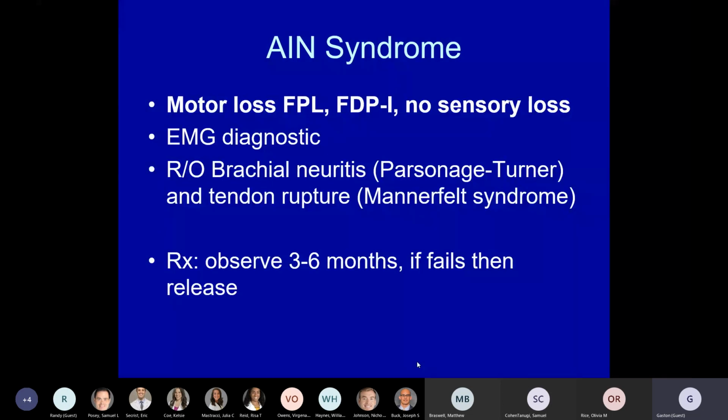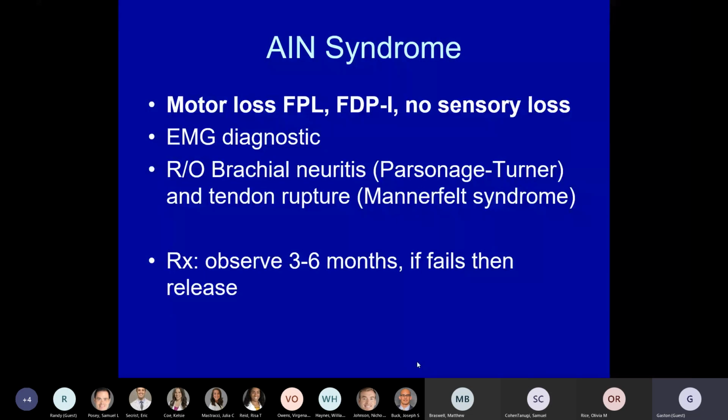In your differential diagnosis would be Parsonage-Turner syndrome, but remember, with those patients you're going to get a history like viral illness, shoulder pain, then weakness. Then you're thinking Parsonage-Turner. Also, the differential would be a tendon rupture. FPL rupture is called Mannerfelt syndrome. It typically accompanies STT arthritis or rheumatoid. Remember, those people, when you do a tenodesis test, you won't have tenodesis because the tendon's been ruptured.